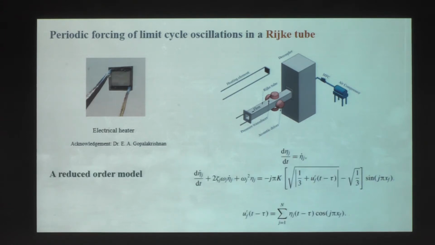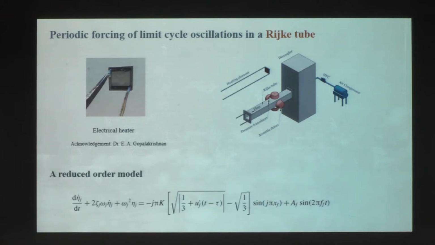And we also have a reduced order model, with which we are also checking. So this eta j and eta dot j are the time varying coefficients for acoustic velocity and acoustic pressure. And then with this pressure equation, I am just adding a sinusoidal term. So this is just mimicking the forcing in the experiment.